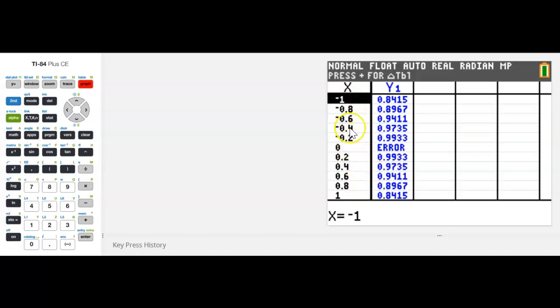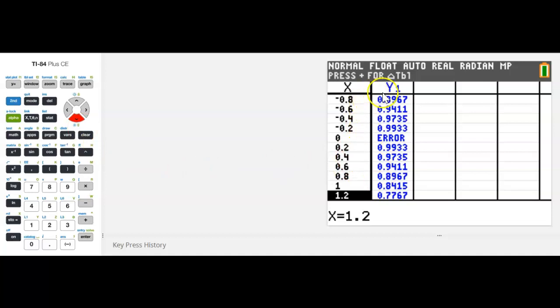I go higher. You're not restricted to this view of -1 up to +1. You can use your arrow keys to look at smaller values of x, or you could use the down arrow key to look at larger values of x. So you can move around the table. If your table start isn't what you want it to be, you can adjust it that way.